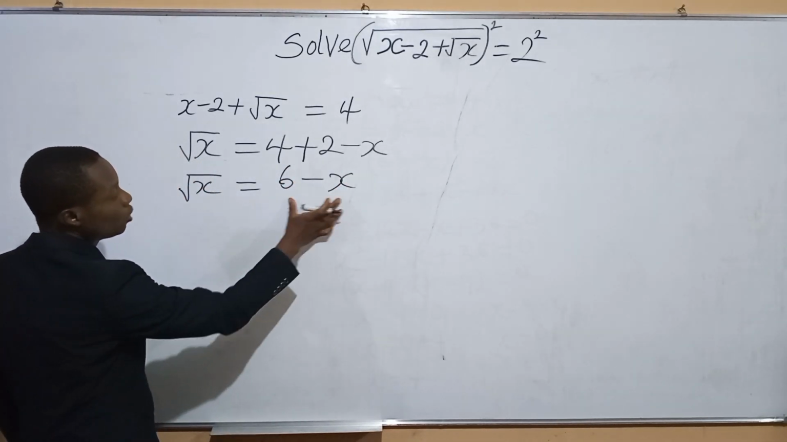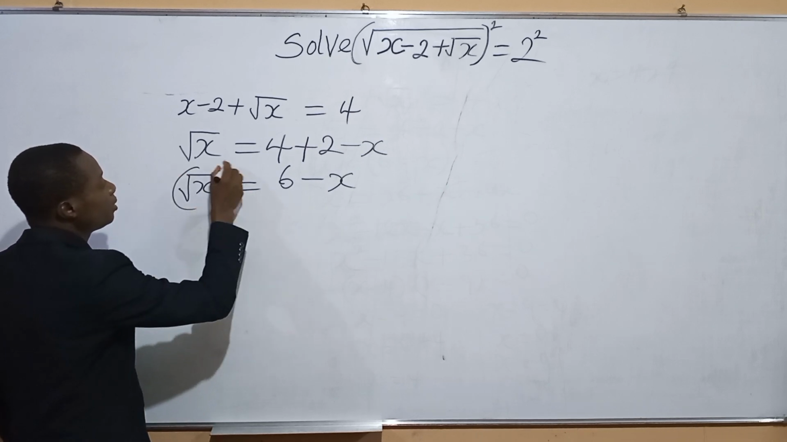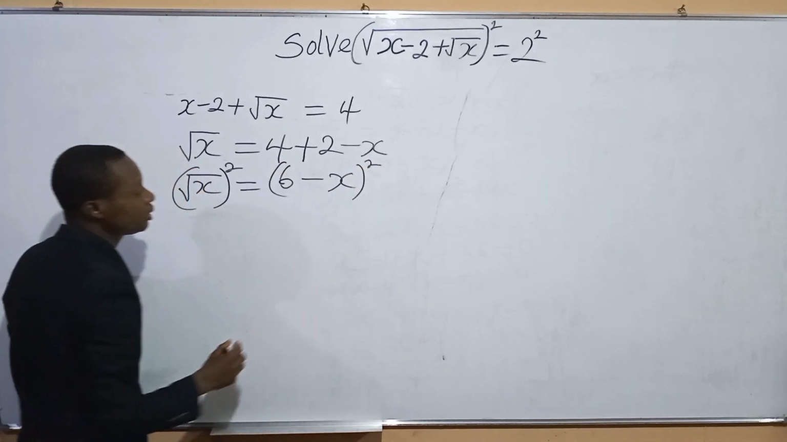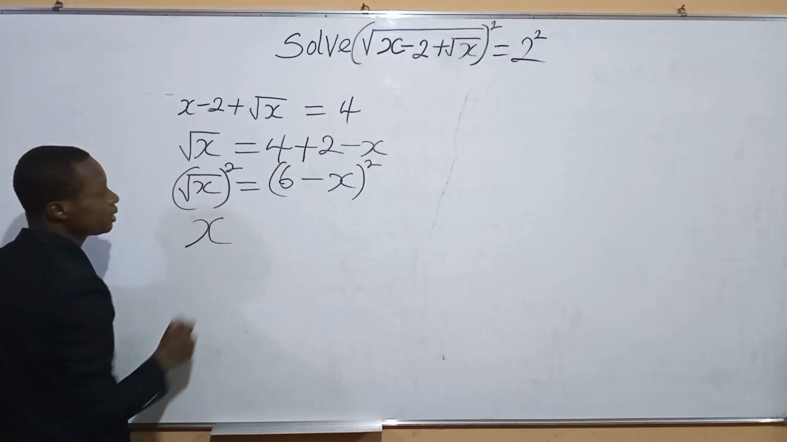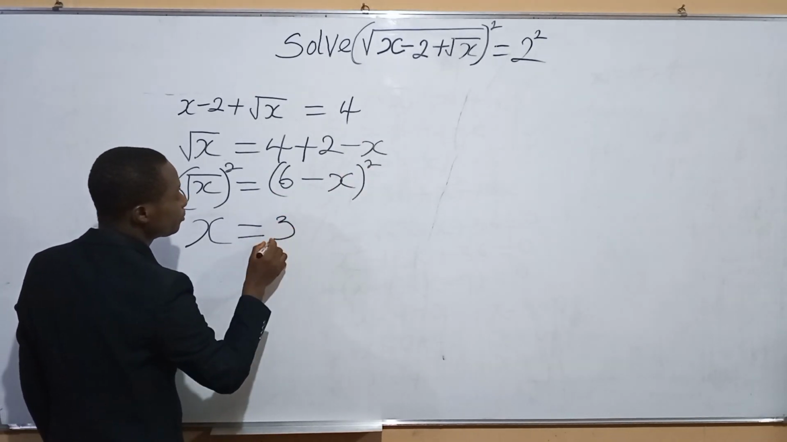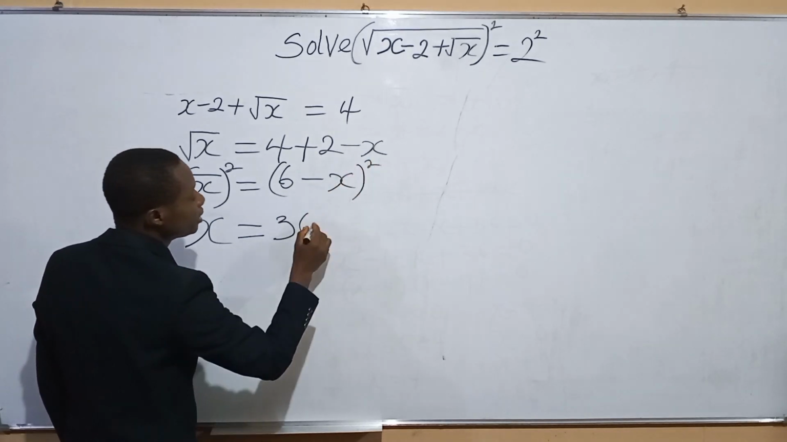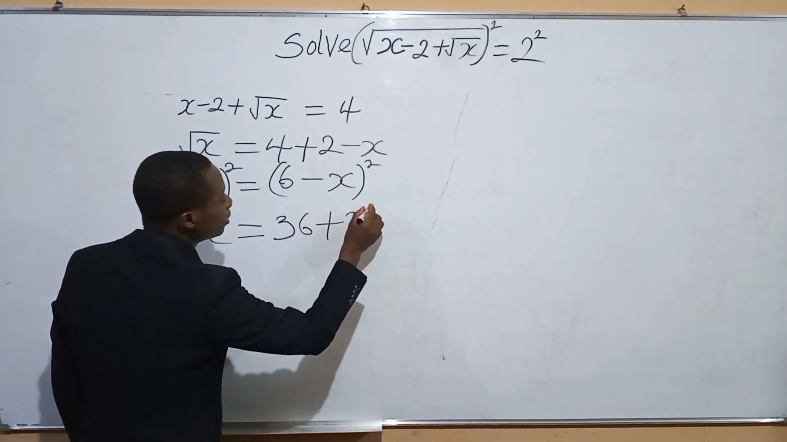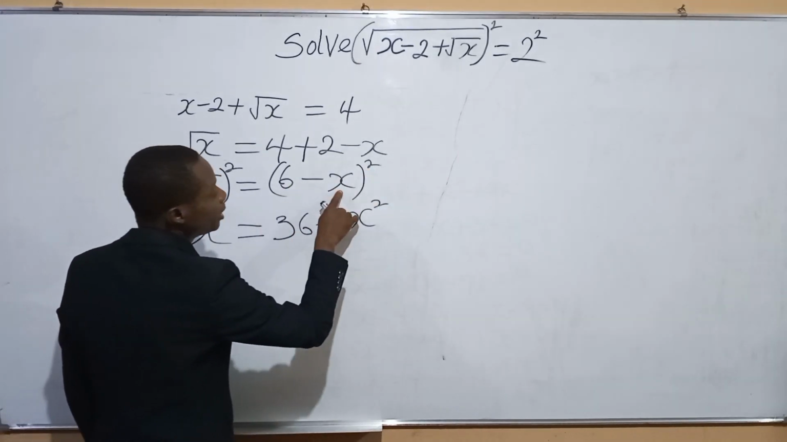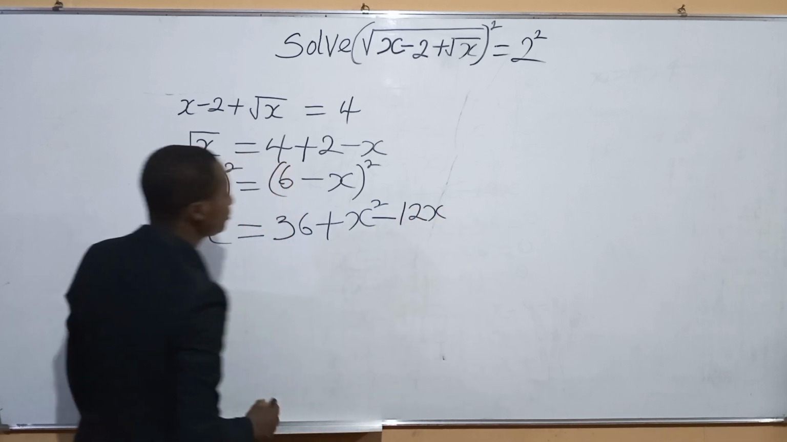It is time for us to square both sides again. So if we square both sides, we are going to have root x squared. Then we'll square this other side too. That gives x to be equals to 6 squared is 36. Then minus x squared is plus x squared. Then 2 times 6 is 12. Then this is 12x. So we have minus 12x right here.